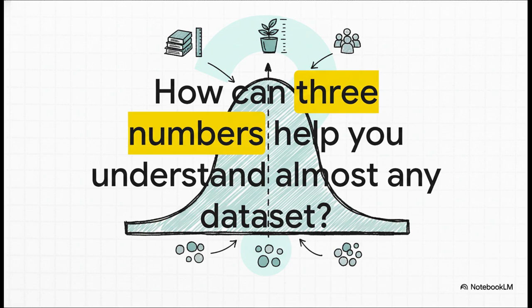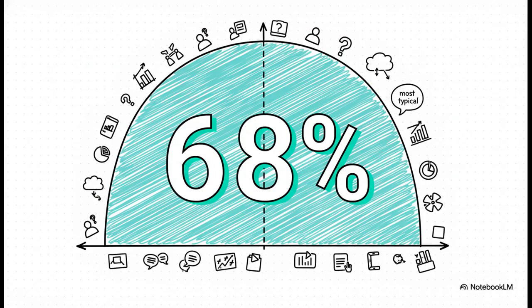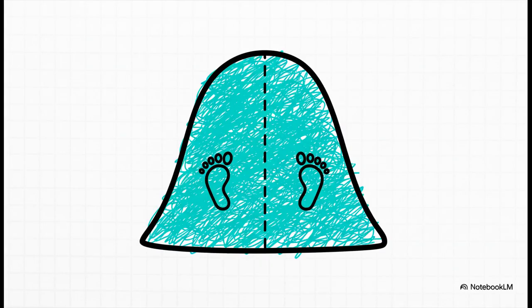Let's start with the first magic number. 68%. Okay, just lock that number in your brain for a second. It represents the most common, the most average, the most typical chunk of anything, really. To be a little more specific, about 68% of all your data is going to be found within just one step, or what a statistician would call a standard deviation from the average. This is basically the heartland of your dataset.